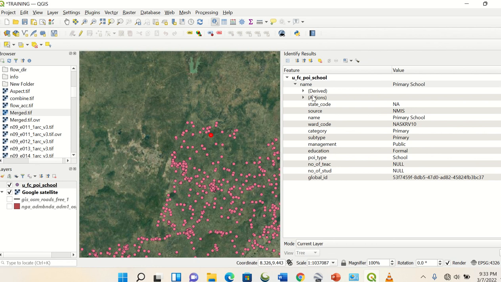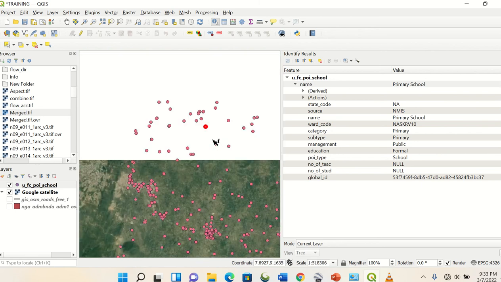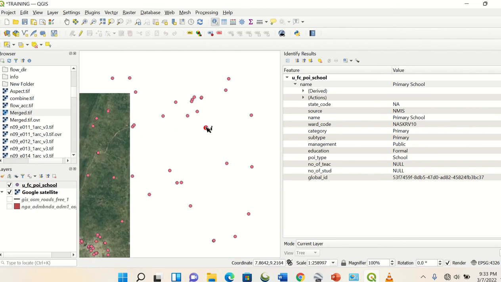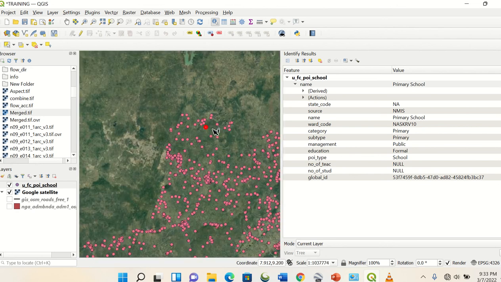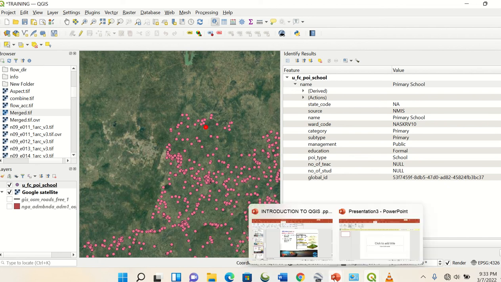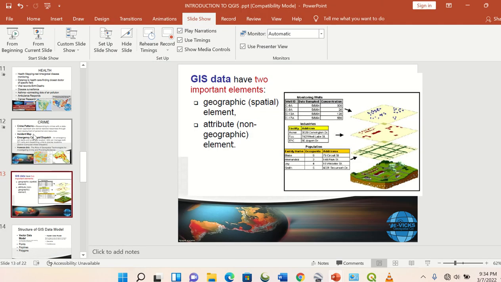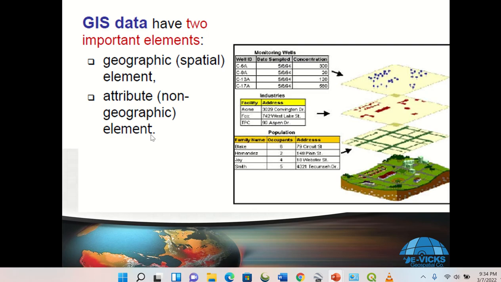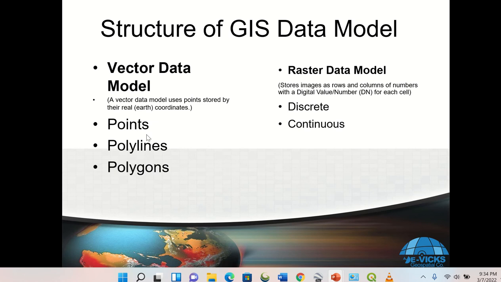Geographic talks about the coordinates, because the coordinate is a unique identifier. There's no place that has a similar coordinate system. Everywhere has its own unique coordinate system. So the coordinate point is the unique identifier. Then the attributes or the non-geographic tend to explain what that particular entity is. So I have talked about the elements.